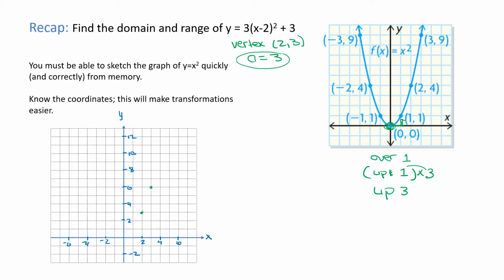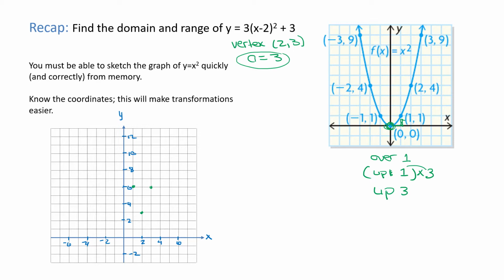So now I'm going to go in the other direction. I'm going to go over 1 to the left. And again, I'm going to go up 3. 1, 2, 3. Now, however you learned to graph in grade 10 is the way you should continue to graph your quadratics, because that's not going to change. You can continue to use a step pattern or whatever you've used in the past.